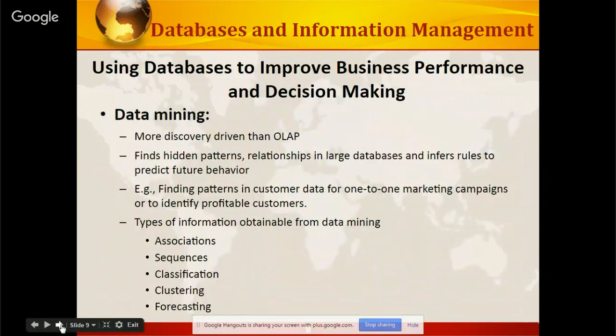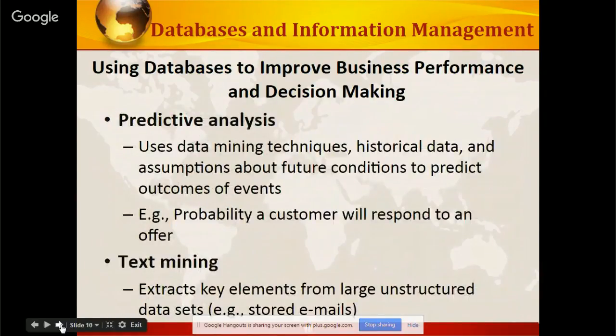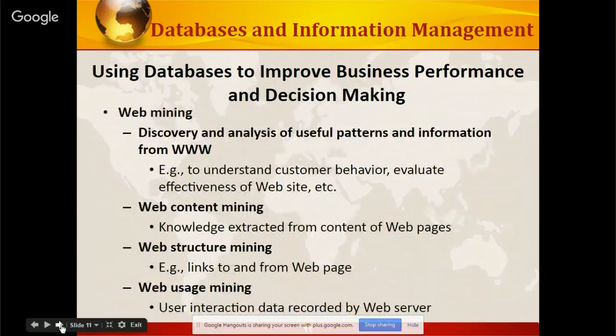The types of information obtainable from data mining include association, sequences, classifications, clustering, and forecasting. So you can forecast about the business, what's happening, and forecast about the different things happening in the database, so that you inform the business processes. Then there's predictive analysis and text mining, which is where you extract key elements from large unstructured data sets like emails. And then web mining: web content mining and web structure mining.